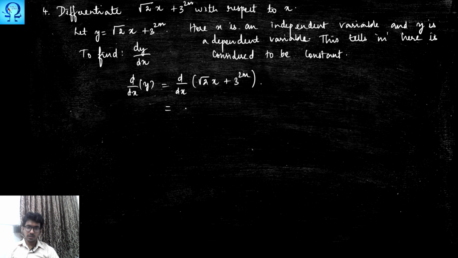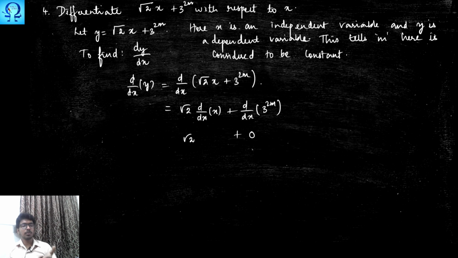So when you differentiate these things, you will have under root 2 times of d upon dx of x plus d upon dx of 3 per 2m. This is a constant, so you are going to get 0 here. This is under root 2 times of, we have already seen that d upon dx of x is going to be 1. So the derivative of the given function is simply under root 2.